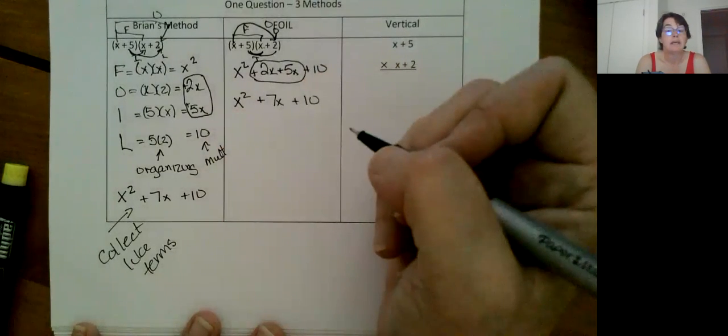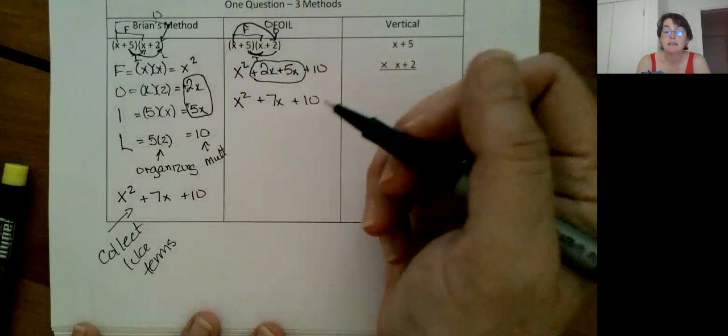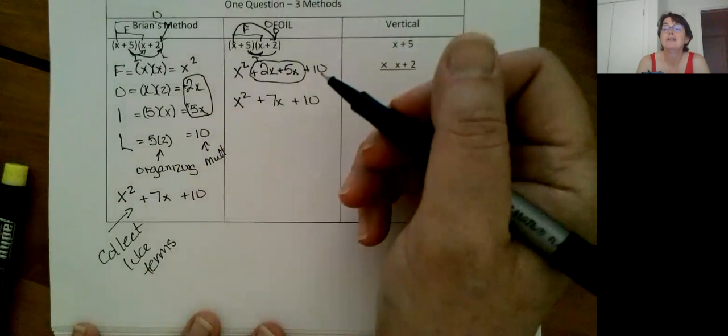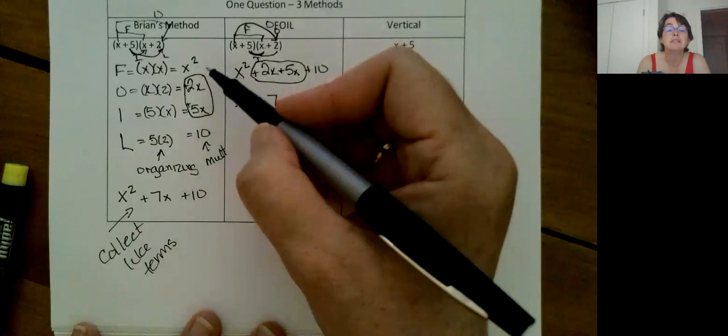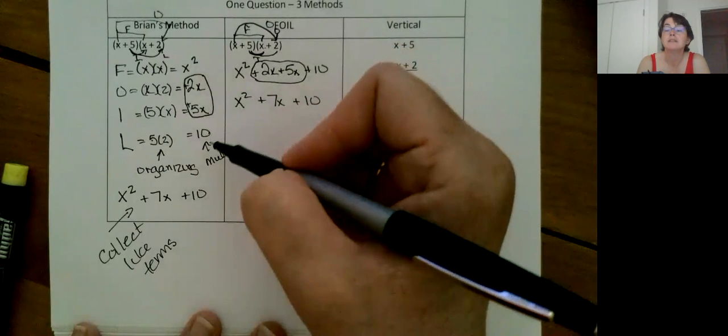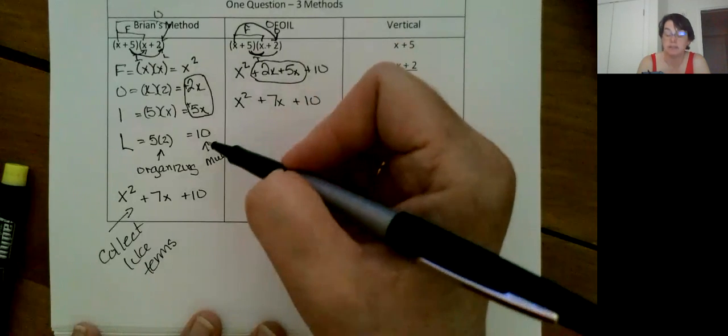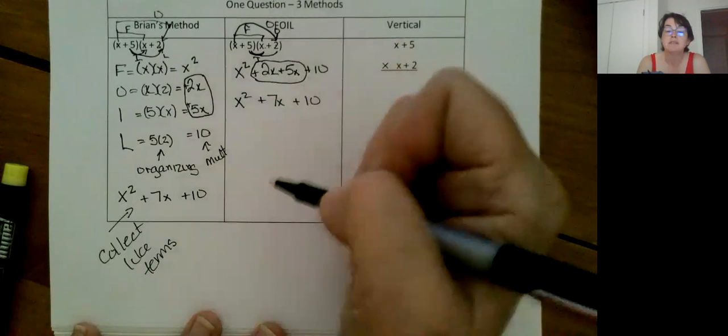And I agree, FOIL is a lot easier. Let me rephrase that. FOIL is faster. This one's faster than doing this. But you know what? If I'm just learning, this is a really good way to do it. Do it Brian's way until you get comfortable, and then flip to this one.